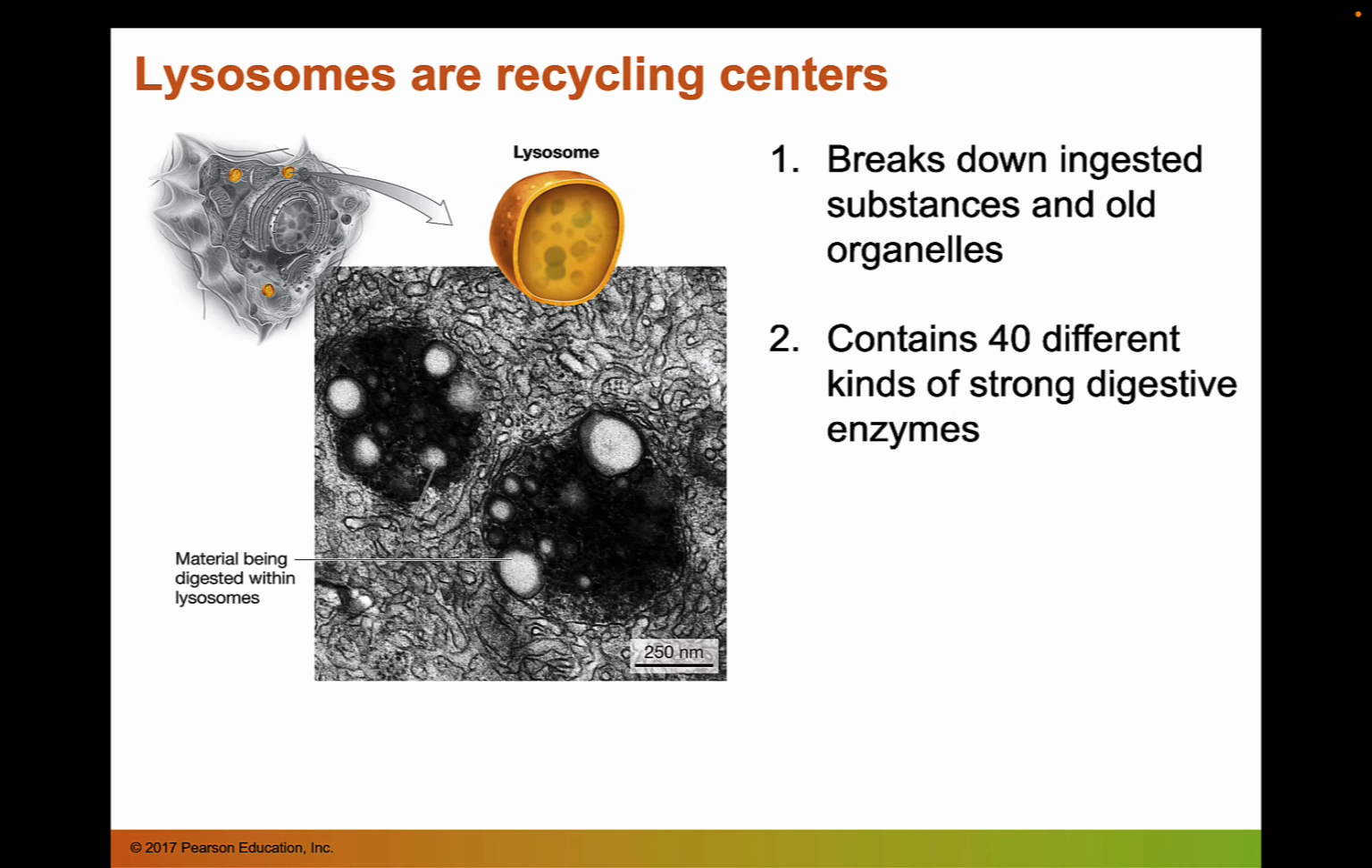So lysosomes are really important structures for breaking things down. They're commonly thought of as, or referred to as, the recycling centers of the cell. And so they're shown here, they're all over the cell as these orange or yellow structures. And inside the lysosome are very strong digestive enzymes. So each lysosome contains 40 different kinds of digestive enzymes. And so this organelle is really good at breaking down either ingested substances or old organelles, anything that needs to be taken apart and dismantled.